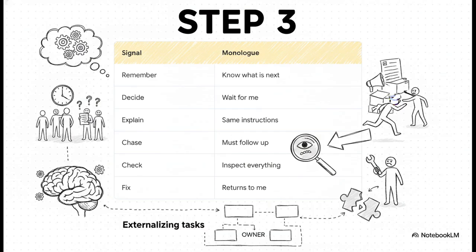First, remember. I just know what needs to happen next. Second, decide. People wait for me before moving forward. Third, explain. I keep giving the same instructions. Fourth, chase. I have to follow up or it does not happen. Fifth, check. I need to inspect everything before I trust it. And finally, fix. Problems come back to me because no one knows what to do. If you found yourself nodding along to any of these, you are definitely acting as the system.